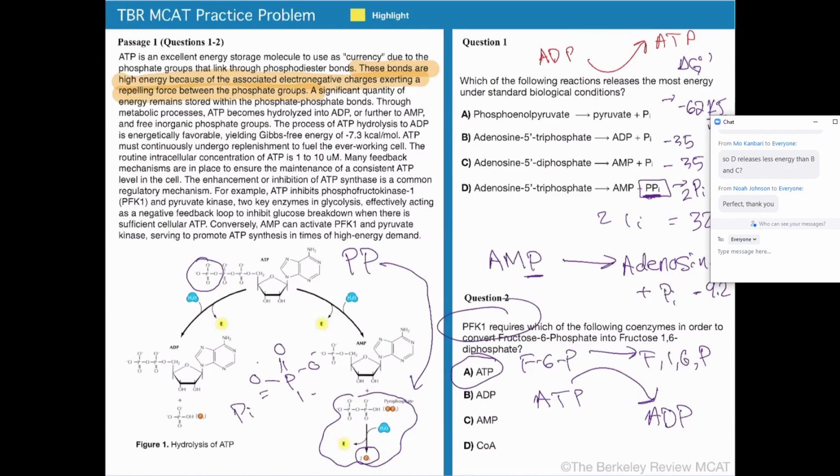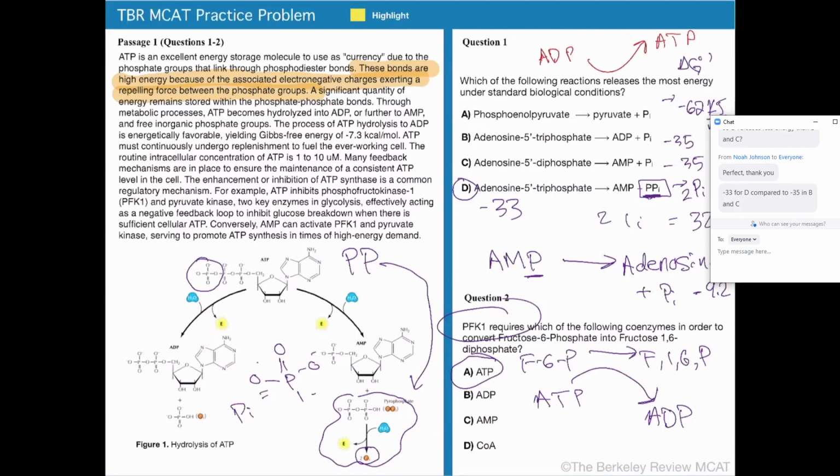Can we move on? So just to confirm, D releases less energy than B and C, or more? D for delta. Oh, this one? It actually releases slightly more, but it's very similar, you know, negative 33 versus negative 35. And it's so close that you should consider them pretty much the same. You wouldn't get a question that is like that.